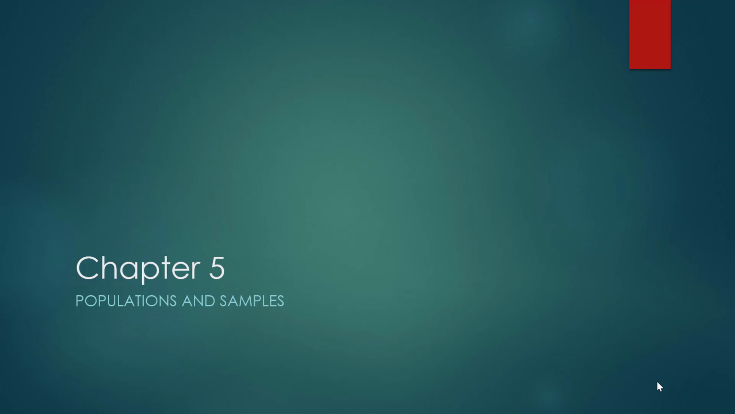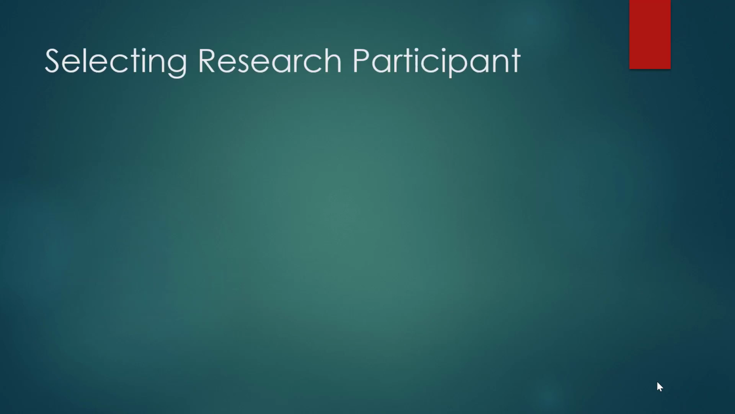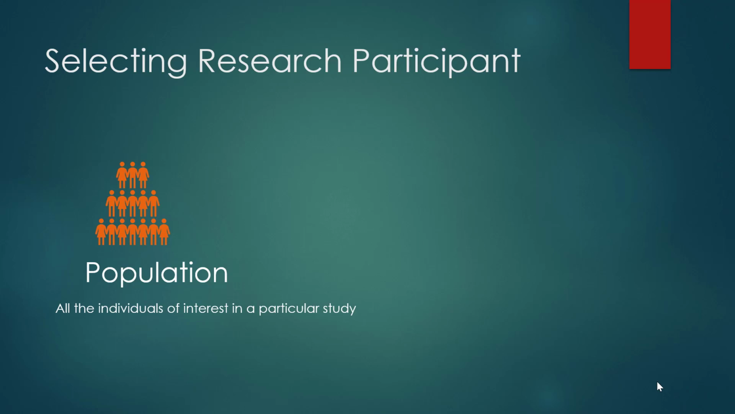This video will introduce the distinction between populations and samples. So when we select a research participant, we select it from what's known as a population. A population is defined as all individuals of interest in a particular study. These populations can vary in size and they're often quite large, which is why you don't typically use your entire population to participate in your research project.